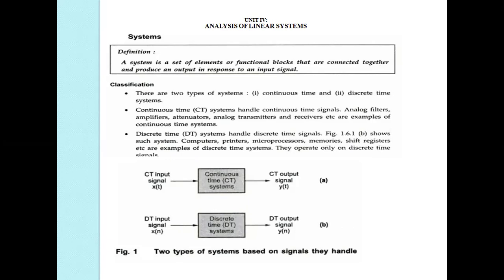A system is a set of elements or functional blocks that are connected together and produce an output in response to the input signal. There are two types of systems. One is the continuous time system, which handles continuous time signals, and the other is the discrete time system, which handles discrete time signals. Analog filters, amplifiers, attenuators, analog transmitters, and receivers are examples of continuous time systems, and computers, printers, microprocessors, memories, shift registers, etc. are examples of discrete time systems.